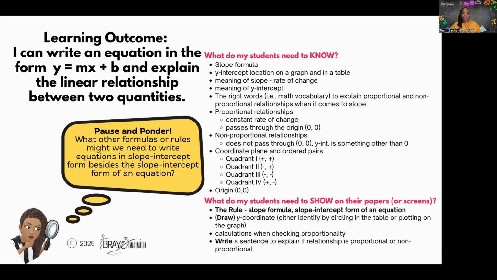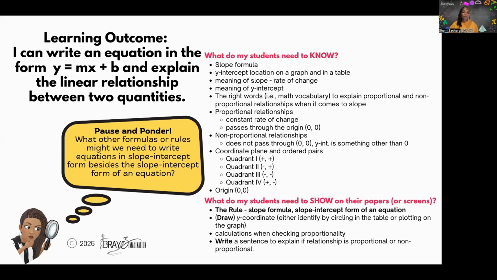Okay. In describing our proportional relationships and non-proportional relationships, we're talking about the difference between a line passing through the origin and a line that does not pass through the origin. So our proportional relationships are going to pass through the origin 0, 0. Our non-proportional relationships will not pass through the origin 0, 0.